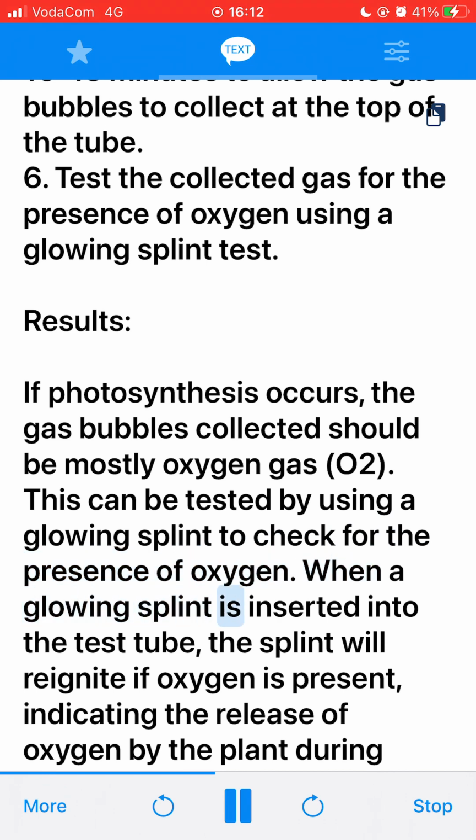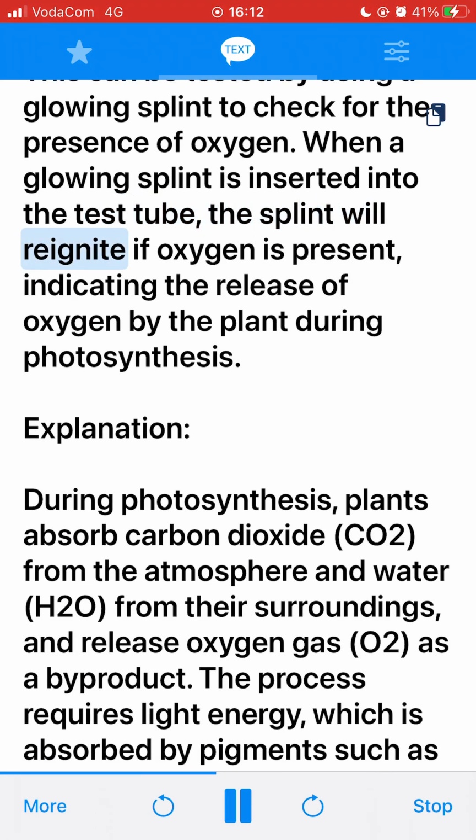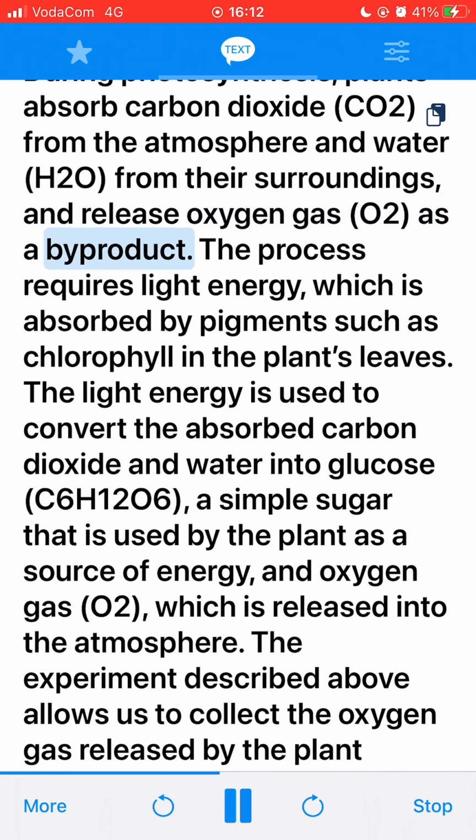When a glowing splint is inserted into the test tube, the splint will reignite if oxygen is present, indicating the release of oxygen by the plant during photosynthesis. Explanation: during photosynthesis, plants absorb carbon dioxide, CO2, from the atmosphere and water, H2O, from their surroundings, and release oxygen gas, O2, as a byproduct. The process requires light energy, which is absorbed by pigments such as chlorophyll in the plant's leaves. The light energy is used to convert the absorbed carbon dioxide and water into glucose, C6H12O6, a simple sugar that is used by the plant as a source of energy, and oxygen gas, O2, which is released into the atmosphere.